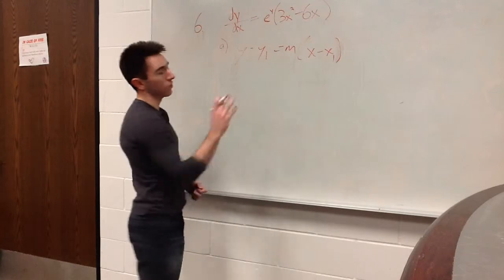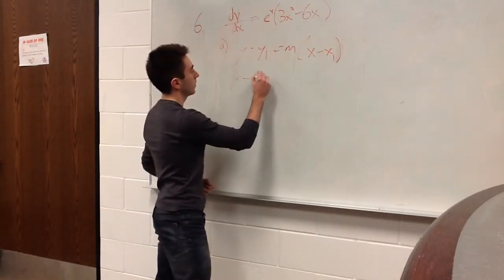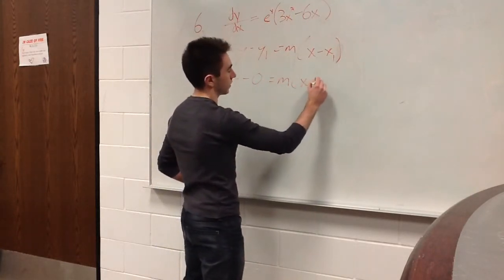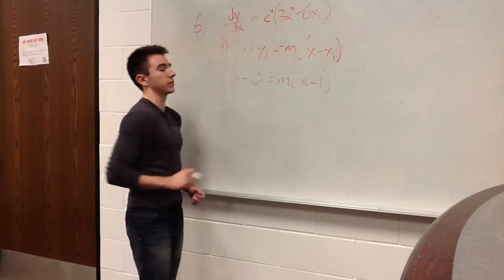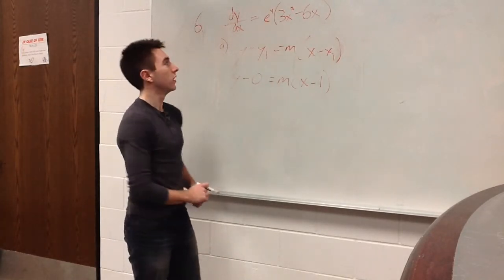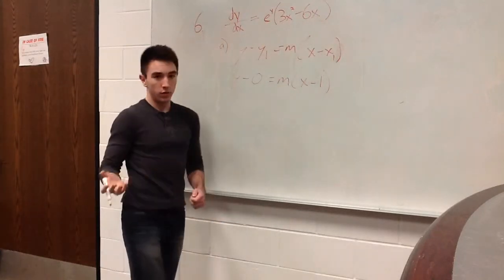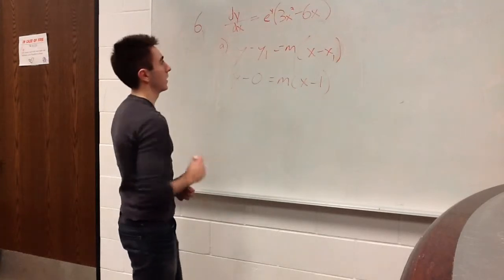Okay, so we're trying to do this at the point (1, 0). So that means our y value is 0. We still don't know our slope, but we know our x, and that's 1. Now we have the equation dy/dx, and dy/dx means slope. So therefore this right here is our slope equation. All we have to do now is plug in our y and our x value, and that will give us our slope at the tangent.